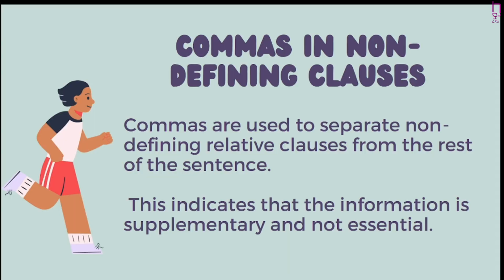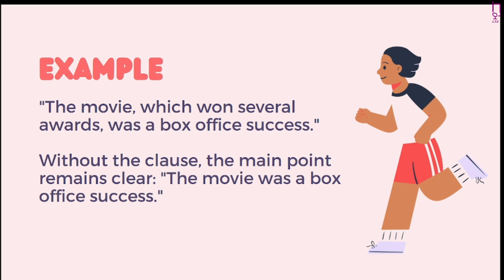So now we will see commas in a non-defining clause. Commas are used to separate the non-defining clause from the rest of the sentence. It indicates that the information is supplementary or not essential. For example, the movie, comma, which won several awards, comma, was a box office success. Without the clause, the main point is clear: the movie was a box office success. So the clause in commas is always the non-defining clause.